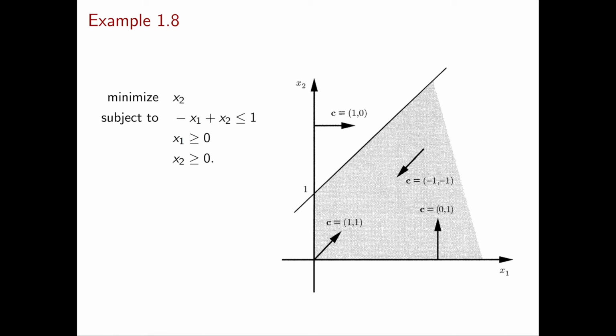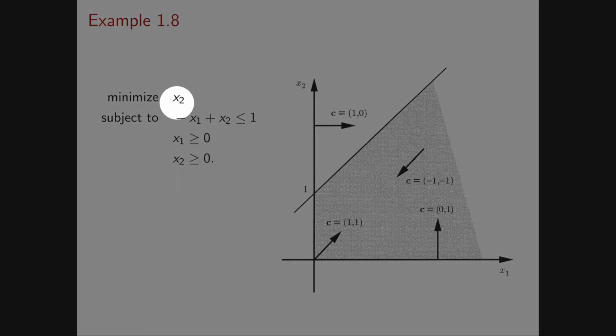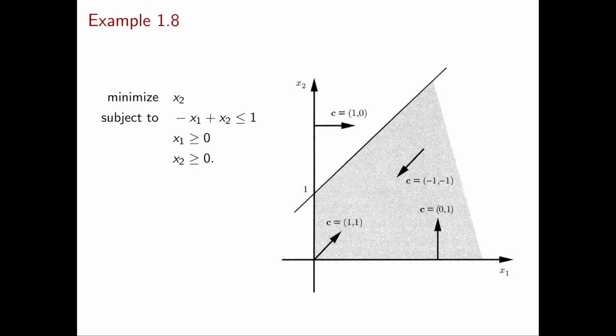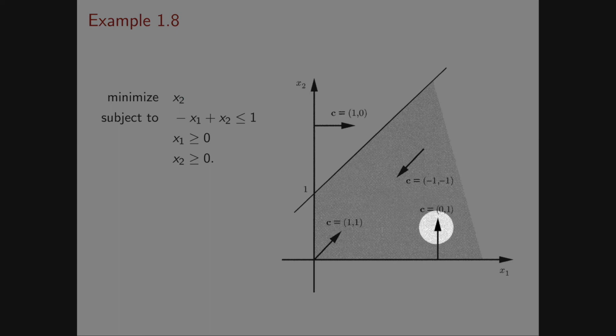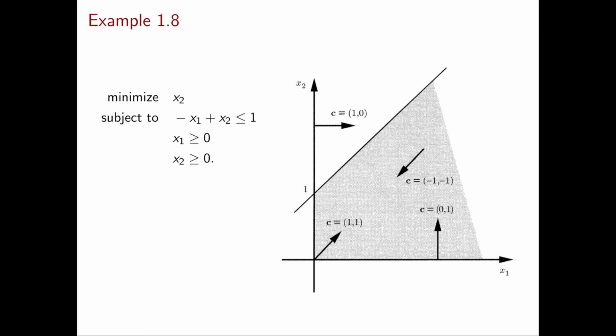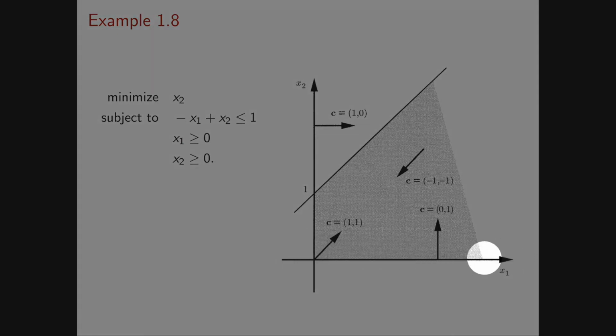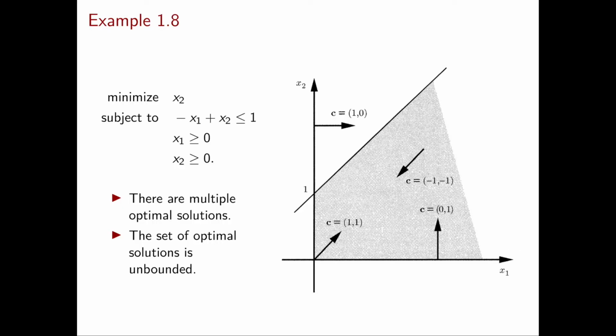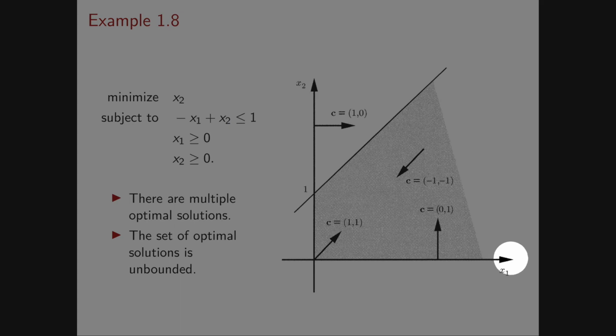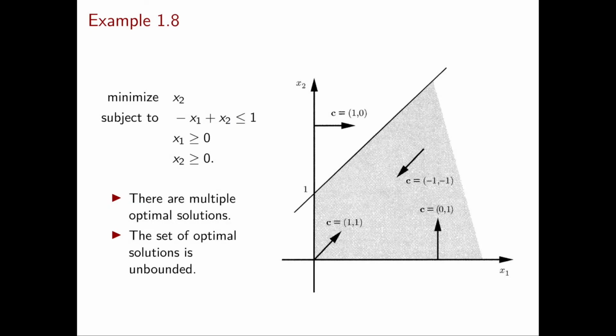Let's now try a different objective function. Now we minimize x2, so the vector C is now 0, 1, and it's visualized over here. Now our lines orthogonal to the vector C are horizontal, and we want to go down as much as possible. So once again, the origin is an optimal solution, and so is any point along this half line. So in this case, I again have multiple optimal solutions, still infinitely many, and the set of optimal solutions is unbounded because it extends to infinity on the right.